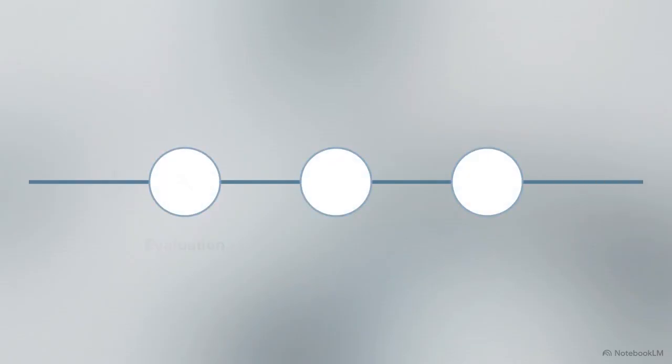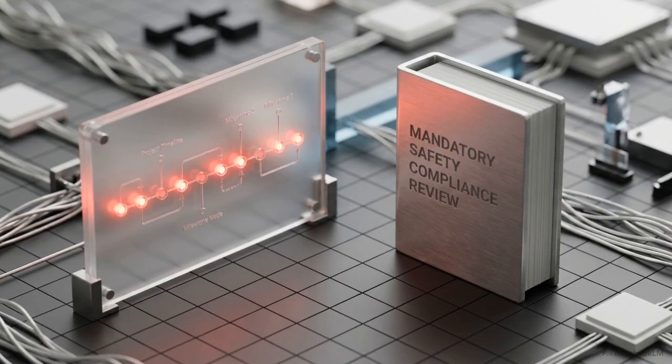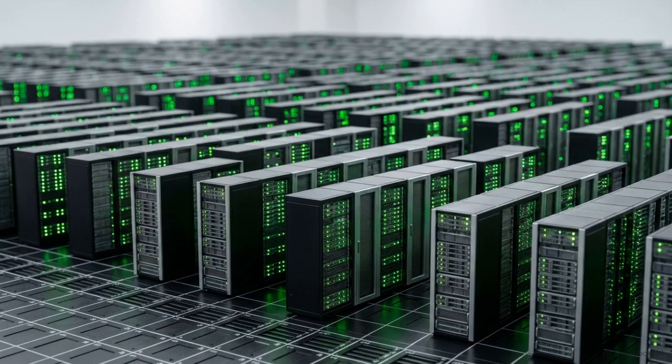You have to build specific guardrails into your workflows. That means implementing strict output evaluation, detailed logging, and human-in-the-loop reviews to prevent hallucinations. These rigorous safety frameworks will significantly slow down your development speed and delay your actual deployment. But if you want your system to survive in the real world, that trade-off is non-negotiable.